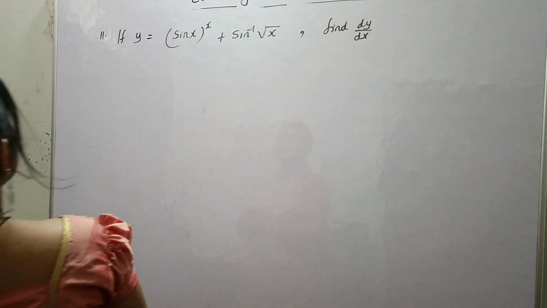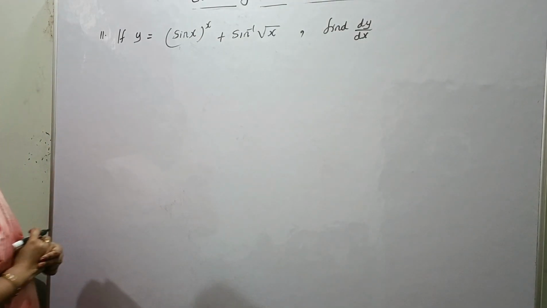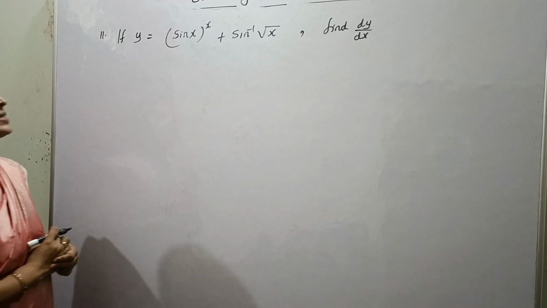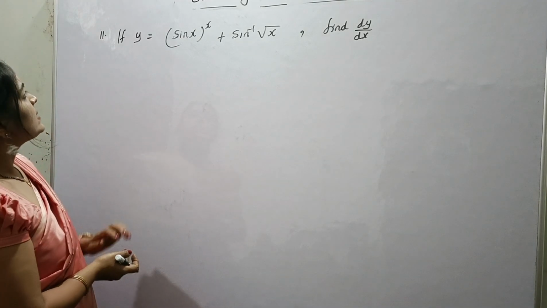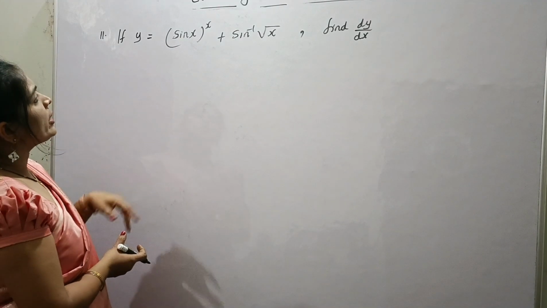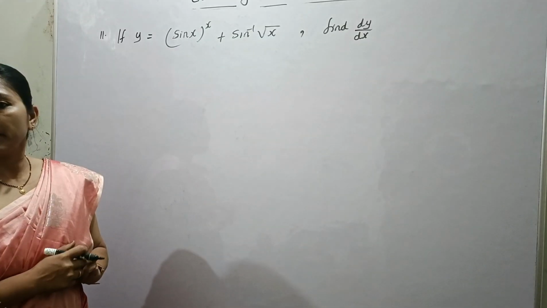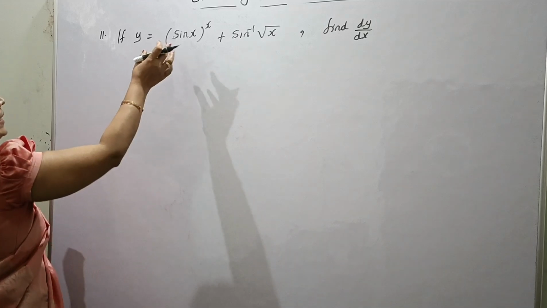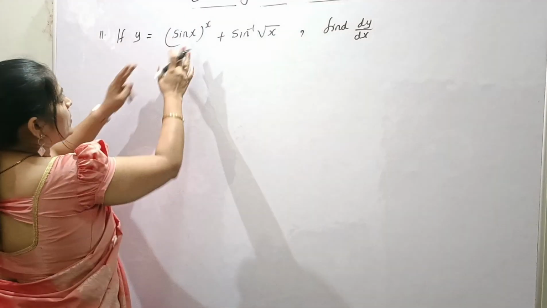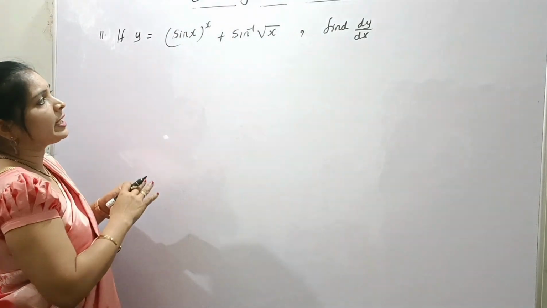Next question is, if y is equal to (sin x) raised to x plus sin⁻¹√x, find dy/dx. See here, in the given function the first term is of the form f(x) raised to g(x), right? So here we will apply logarithmic differentiation. So first of all, let's differentiate this one separately, okay?